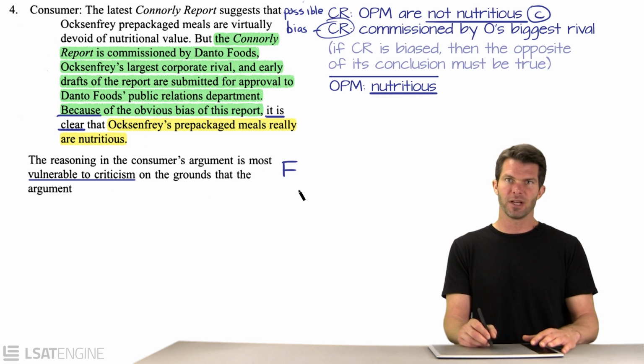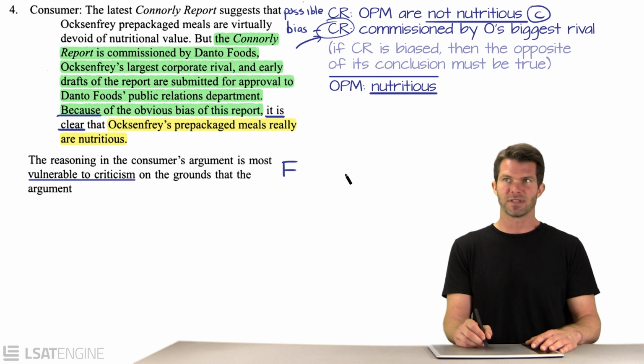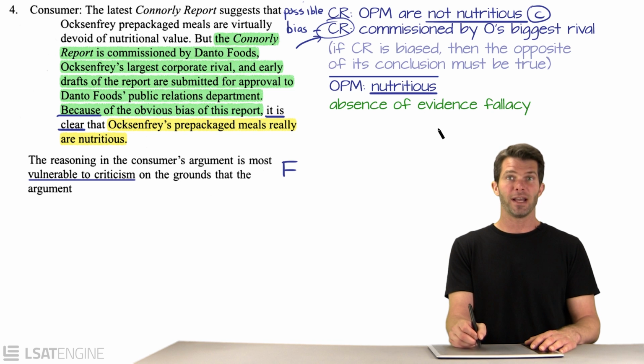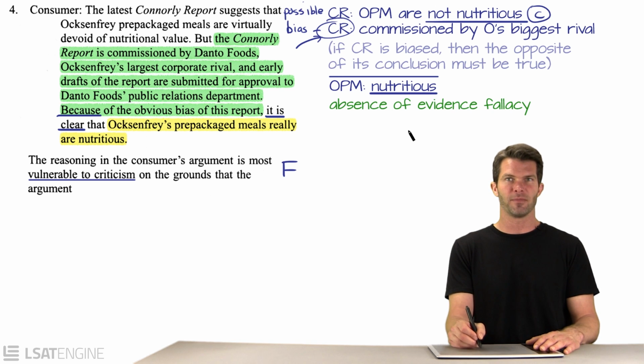And so the bigger problem here, beyond the ad hominem aspersions on the Connerly report, is that we're engaging in an absence of evidence fallacy. We're assuming that if the Connerly report is biased, then the opposite of its conclusion must be true. Let's go ahead and look for an answer choice along these lines, and if I don't see one along these lines, I'll look for something that sounds close to an ad hominem fallacy.